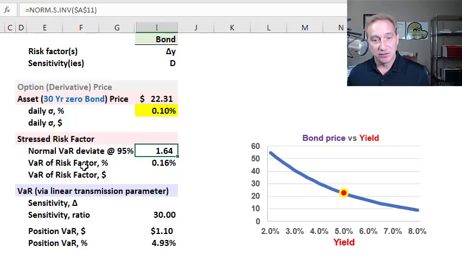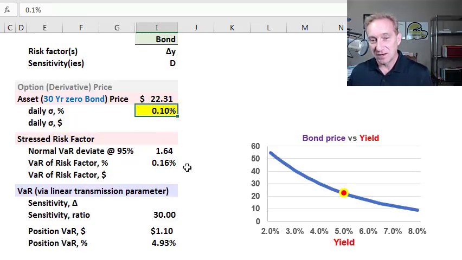And okay, here you'll notice I've got the same normal VaR deviate of 1.645 because that's just a quantile for the standard normal distribution. So notice again, what I have in common is I'm assuming a normal distribution of my risk factor, but here my risk factor is the yield. So I'm assuming that if the yield volatility is 10 basis points, then we could call this the VaR of the risk factor and say it's 16 basis points.